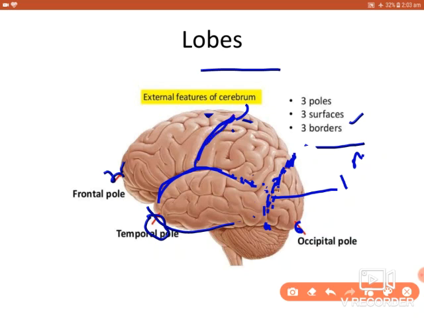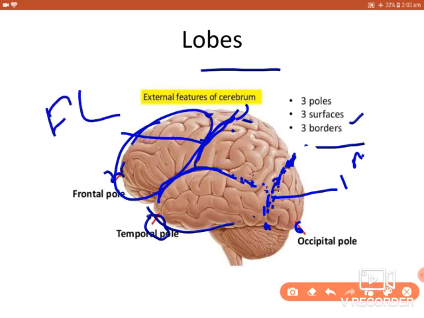Then this is the central sulcus. With the help of these four structures, anterior to the central sulcus, this area forms the frontal lobe. Then inferior to this lateral sulcus, in front of this first imaginary line, this area is the temporal lobe.